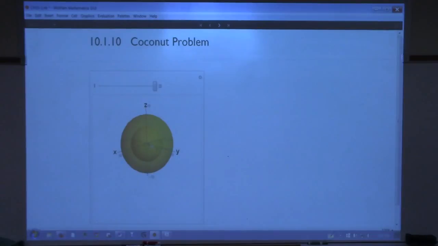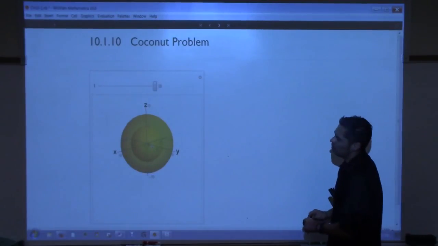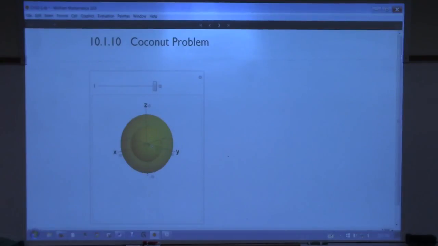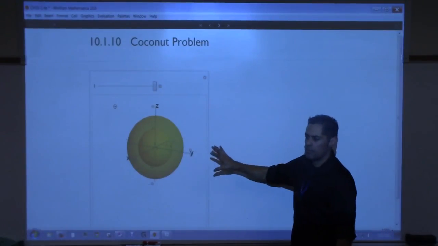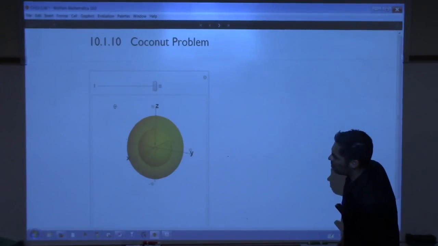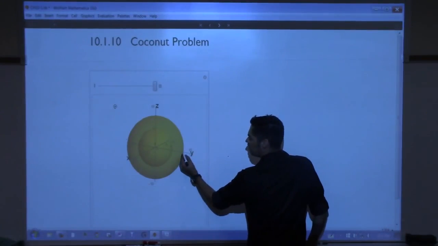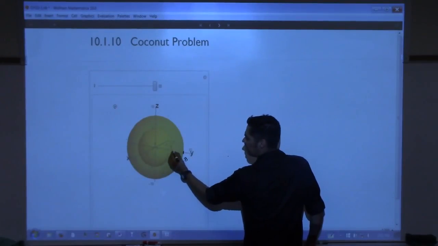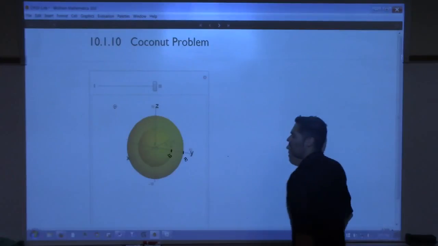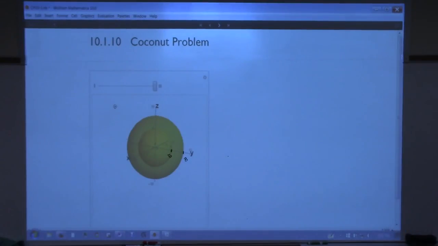Coconut problem. Let's say I have a sphere, it's actually a ball, but the inside is hollowed out. So if we cut it and look at it from the inside, see it's hollowed out there? How could I describe this set of points to you mathematically? Let's just say that the outside radius is 8, and the inside radius here is 5.